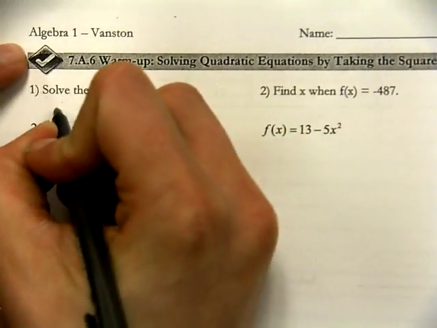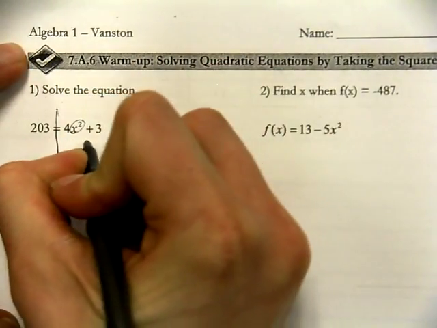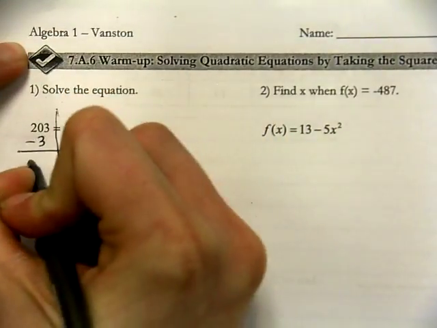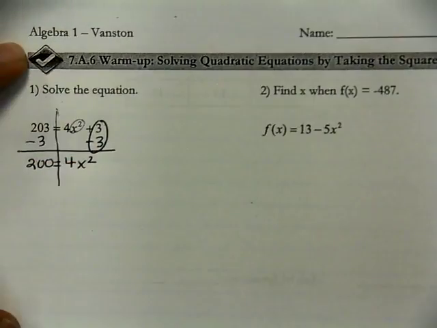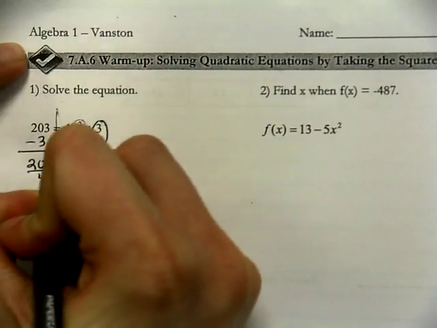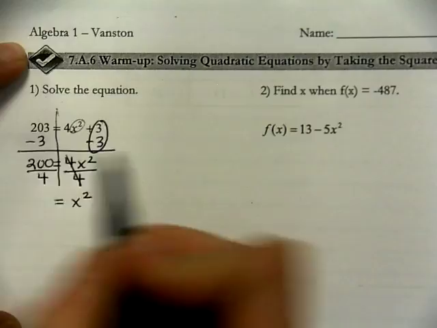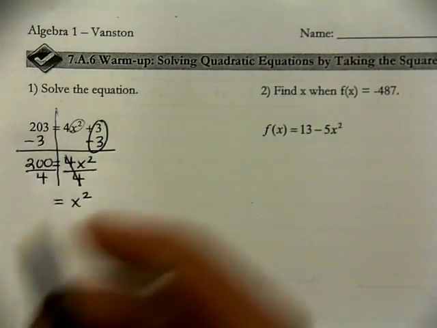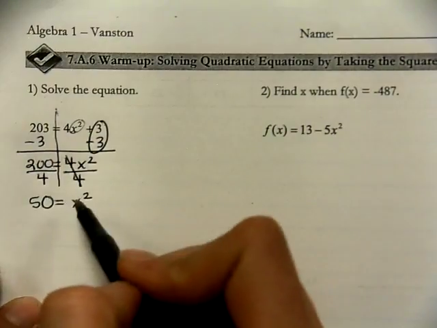My first step will be to isolate what's being squared. So we have only x being squared. So I'm going to subtract 3 from both sides. I have 200 is equal to 4x squared. I still have not isolated what is being squared, so I'm going to divide by 4 to do the inverse operation. 4 divided by 4 is 1, so I'm just left with x squared. 200 divided by 4 is 50. And now I need to solve for x.